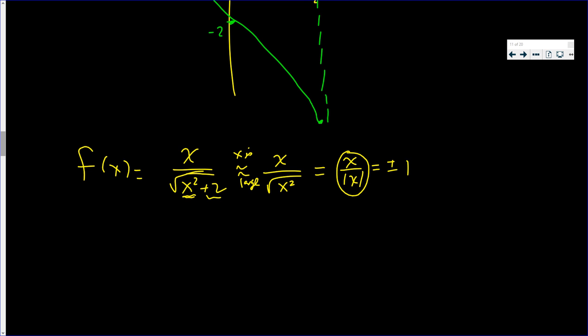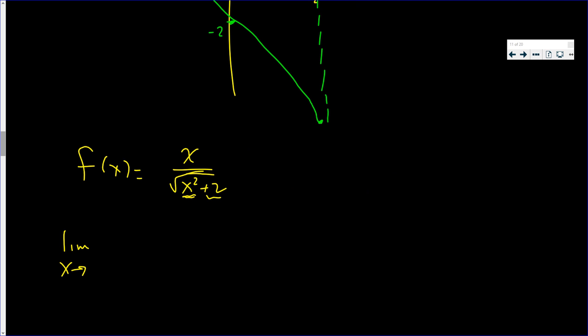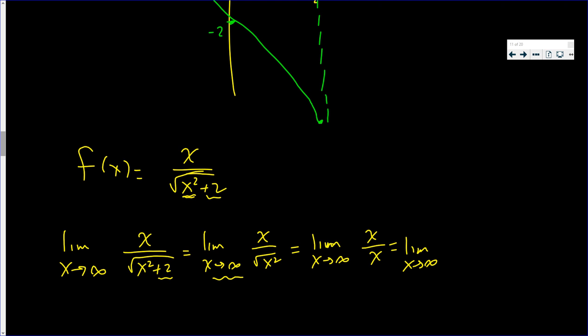What is the limit as x goes to infinity of x over the square root of x squared plus 2? Now, this 2 becomes less and less meaningful as x gets larger and larger. But x is getting larger and larger. So this just becomes x over the square root of x squared. But as long as x is positive, the square root of x squared is x. And basically you have the limit as x goes to infinity of 1.